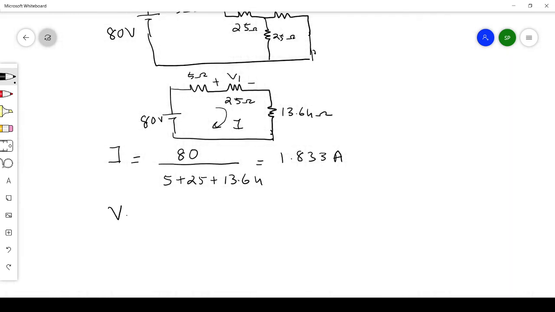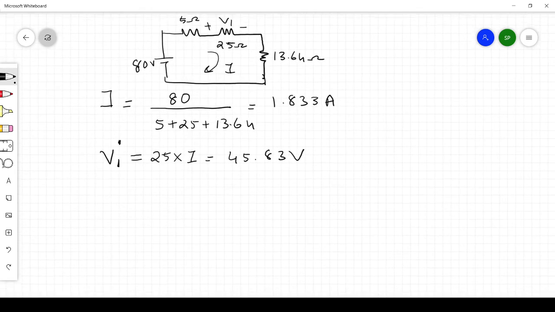Now V1 dash we are finding. So what is V1 dash? We can apply Ohm's law here. We know the resistance, we know the current through that resistance, so we can apply it as 25 into I. So I, we got it 1.833, so it is equal to 45.83 volt. Okay, so this is the first value of voltage.